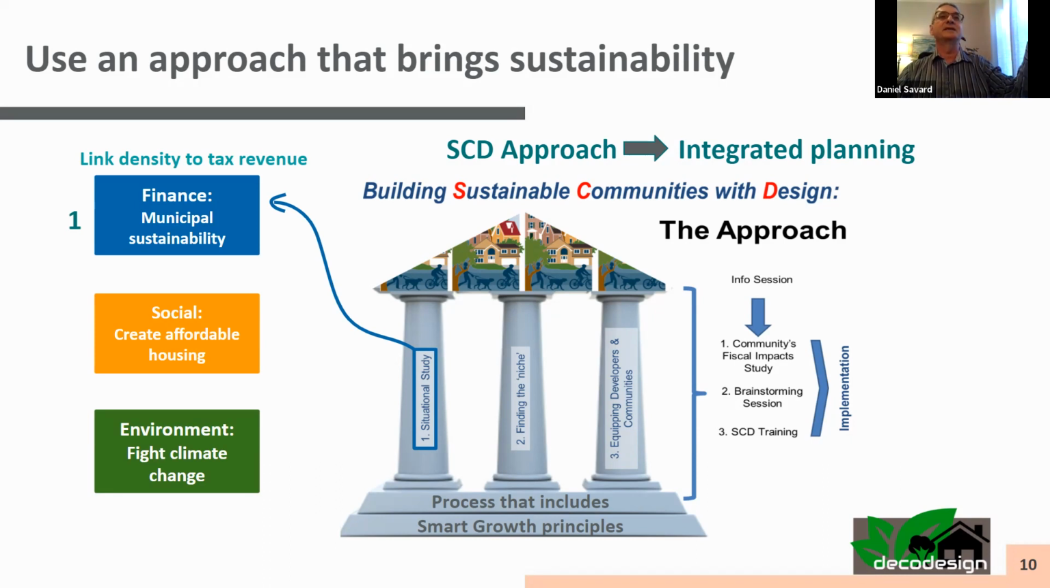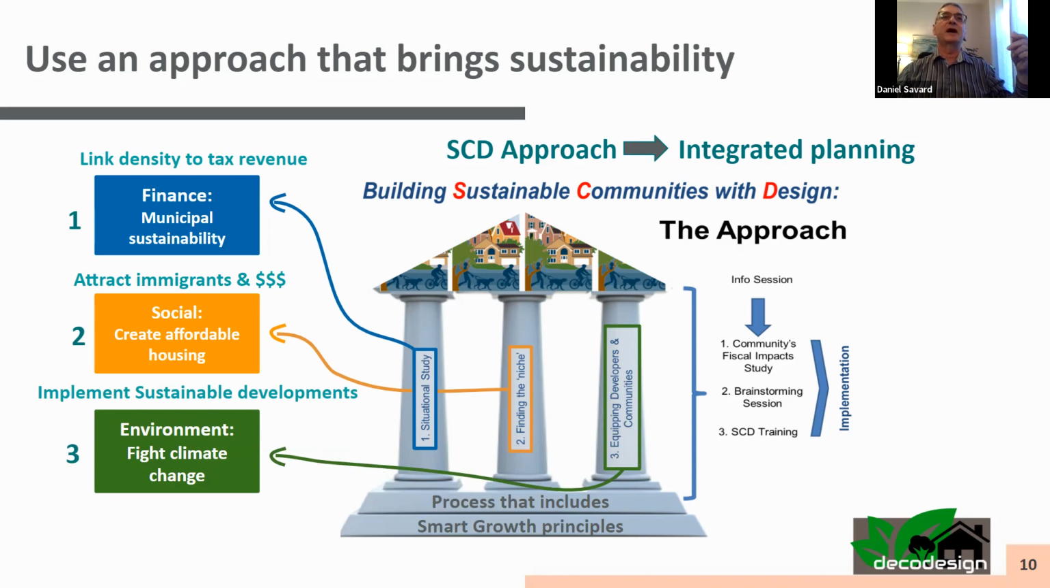for example, linking density to tax revenue, attracting immigration and investment in our communities because of all the social issues that we are facing. And of course, we're going to try to implement sustainable developments that are going to fight climate change and have an appropriate response for lowering our greenhouse gas emissions. And of course, this includes all the energy efficiency measures that are in the 3 pillars that are described here. Okay.